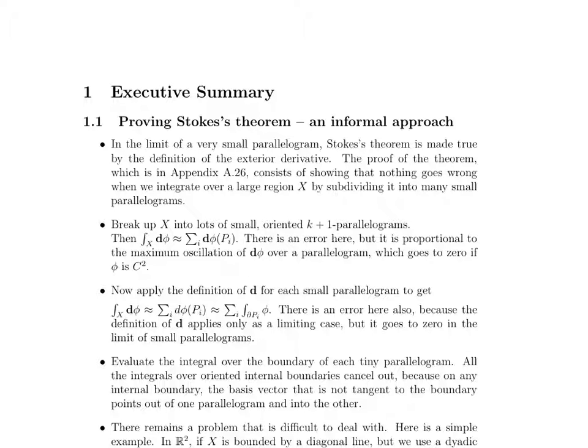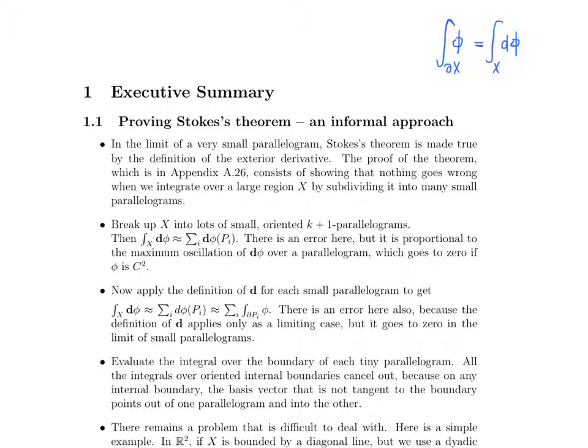major theorem says. So what we're doing is that in the limit of a very small parallelogram, Stokes' theorem is basically made true by the definition of the exterior derivative. So Stokes' theorem itself, which is the following, and we can see that the exterior derivative is critical to this theorem. Now the proof of this theorem basically consists of showing that nothing goes wrong when we integrate over a large region X by subdividing it into many small parallelograms. So that's basically our first step. We want to break up X into a lot of small oriented k+1 parallelograms.